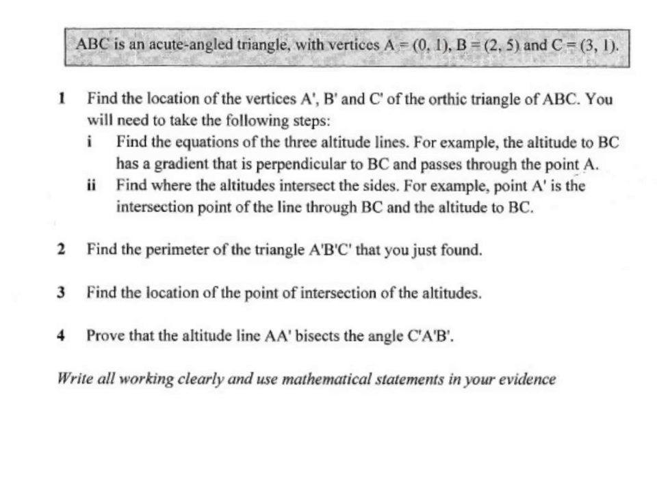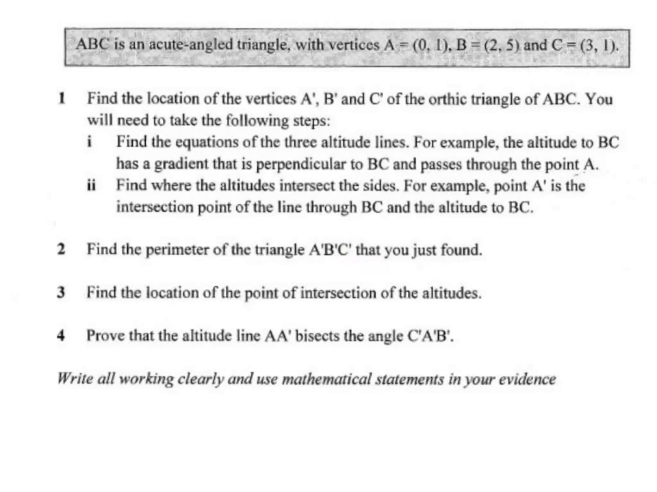What we need to find now is the location of the vertices of another triangle, A prime, B prime, C prime, which is formed by the altitudes of the triangle ABC. We'll first need to find the equations of the three altitudes, like for example the altitude to BC, which has a gradient that is perpendicular to BC and passes through point A. And then we'll need to find the perimeter of the new triangle A prime, B prime, C prime.